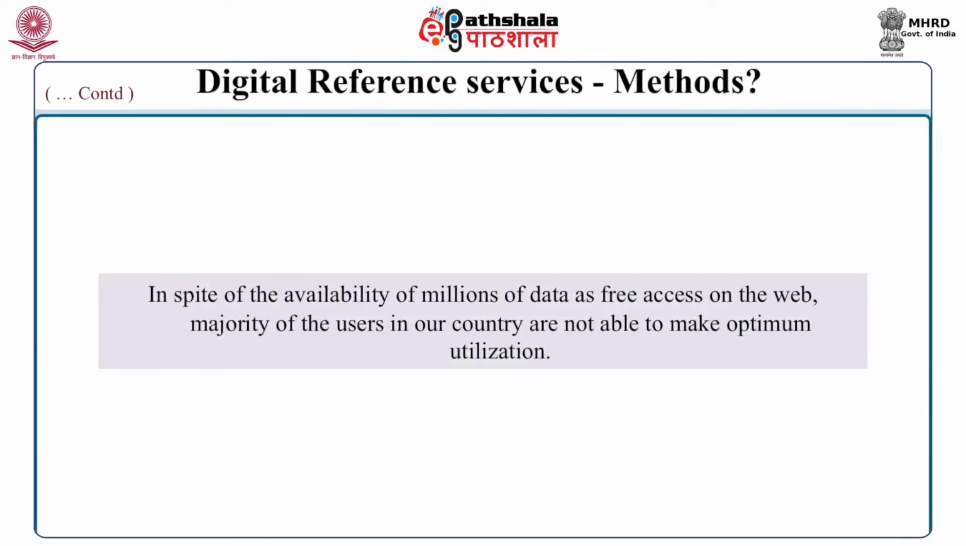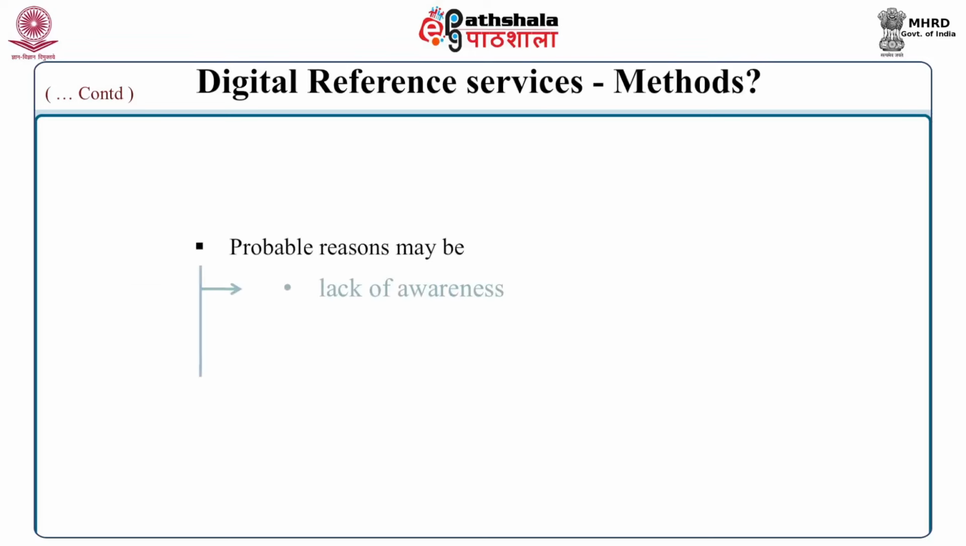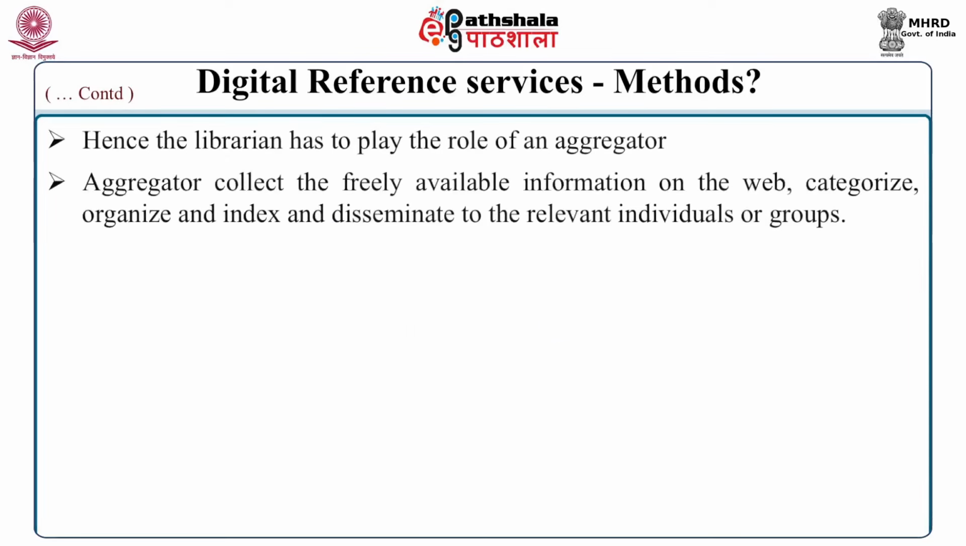Next one is aggregator services. Aggregator services are related to open access, to be frank. In spite of the availability of millions of data as free access on the web, the majority of the users in our country are not able to make optimum utilization. The probable reasons are lack of awareness, non-availability of net access, or lack of time. Hence, the librarians have to play the role of an aggregator. An aggregator collects the freely available information on the web, categorizes it, that is just like our traditional classification, organizes and indexes it, that is our traditional cataloging, and disseminates it to the relevant individual or group.